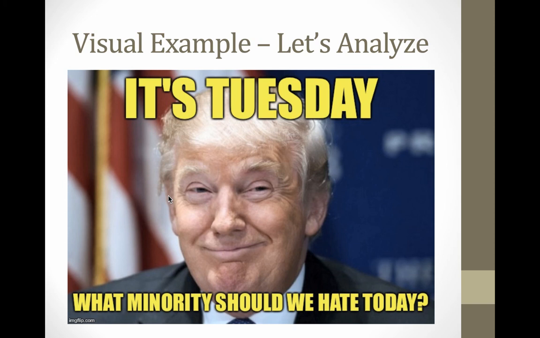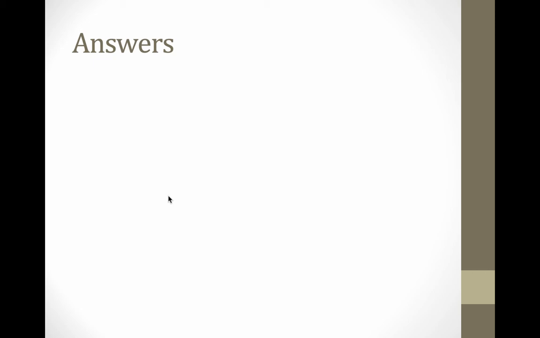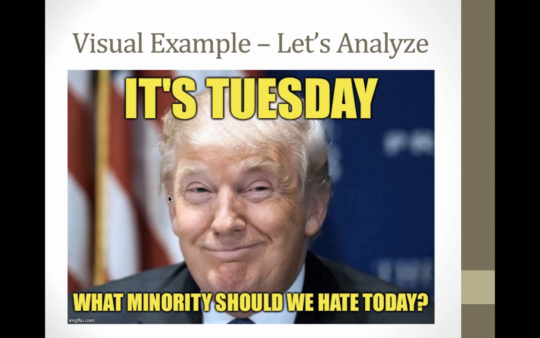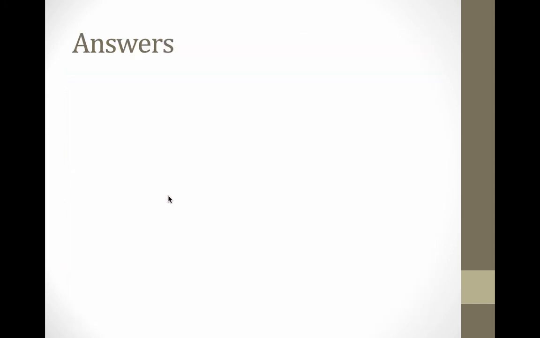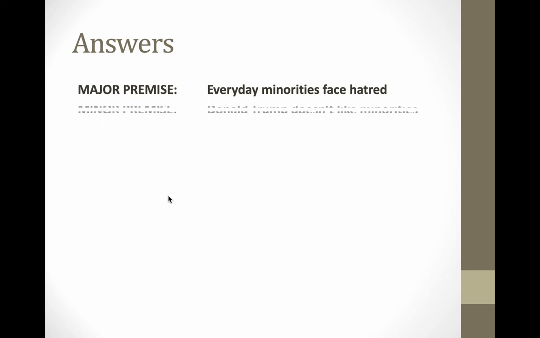So I'm going to look at this meme, and now what I've got to do is I've got to reverse engineer a syllogism. All right, so remember, I've got an image of Donald Trump, and I'm working with the text, it's Tuesday, what minority should we hate today? Now, a major premise is typically going to fall within the realm of what is the most overarching, largest thing under discussion. So what I did was I came up with the idea of everyday minorities face hatred. I could have said hatred, repression, any number of ways to reframe this. I'm not looking for perfection.